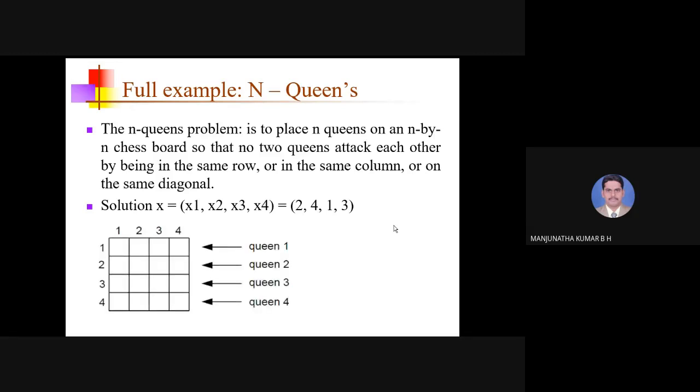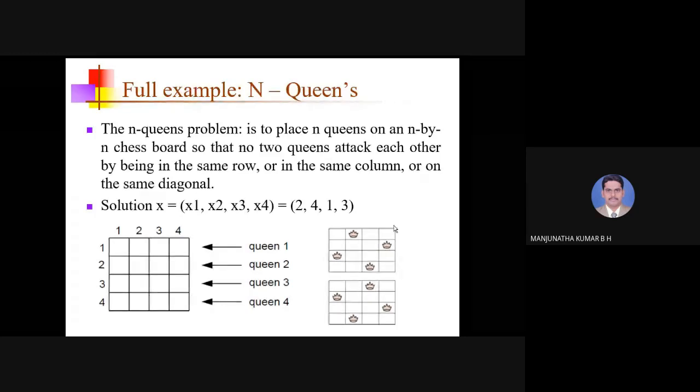Now let me explain one example. I have taken a four cross four chessboard, so I can place four queens on this board. This is the board you are observing, and here I have two solutions. You can observe that two solutions are there to place the four queens. Let me spend some time on this slide. Do you understand these two images clearly?